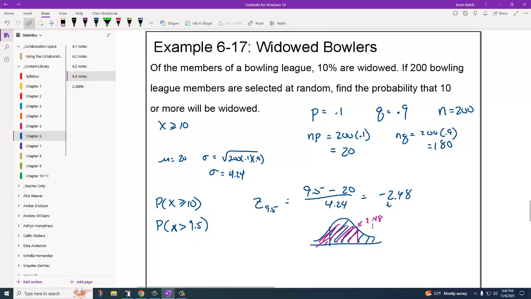So the answer for what's the probability of being to the right of that? It should be 0.9934. All right, so that's how we can use the normalization to do binomial distributions with approximations.